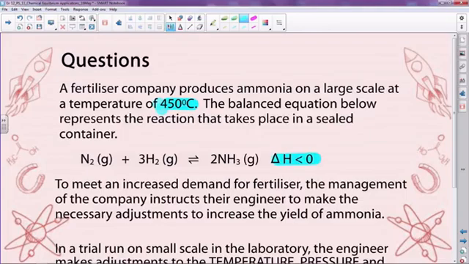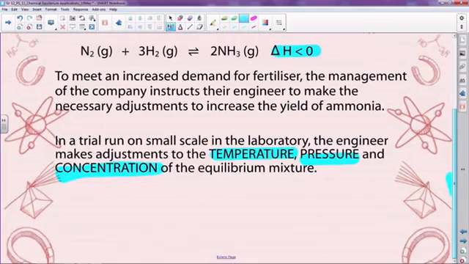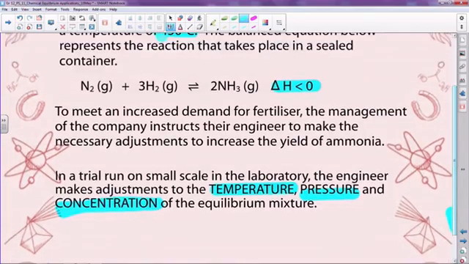Then it says, to meet an increased demand for fertilizer, the management of the company instructs the engineer to make the necessary adjustments to increase the yield of ammonia. In a trial run on a small scale in the laboratory, the engineer makes adjustments to temperature, pressure, and concentration. Now, he does that and takes results, which I'm going to show you on the next slide. So he's not adding a catalyst, he's not doing anything else: temperature, pressure, and concentration.